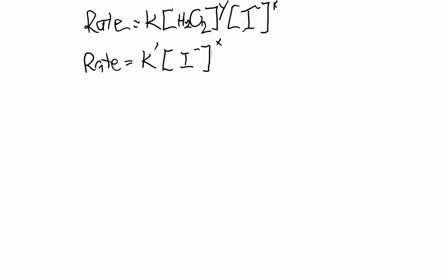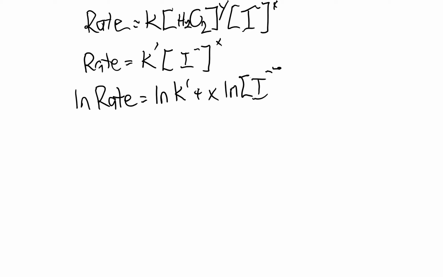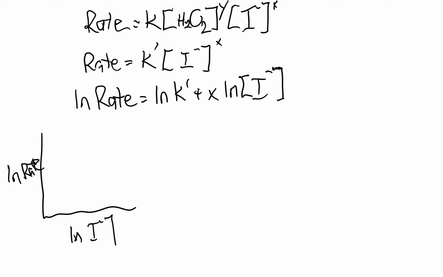So what we do is we take the natural log of the equation, so we have ln of the rate equals ln of, in this case, k prime, plus x ln [I minus]. So here we have a form which will give us a linear relationship when we plot the natural log of rate as a function of concentration of I minus.